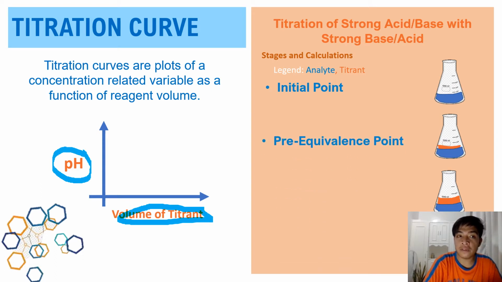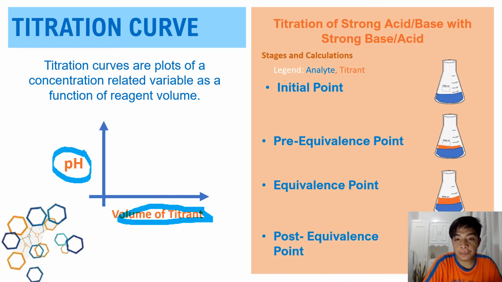Second is the pre-equivalence point. At the pre-equivalence point, there is a reaction of the analyte with the amount of titrant that has been drawn from the burette. Third is the equivalence point. At the equivalence point, the concentration of your hydronium ion is always equal to the concentration of your hydroxide ion. Moreover, at the equivalence point, the moles of the analyte are equal to the moles of the titrant.